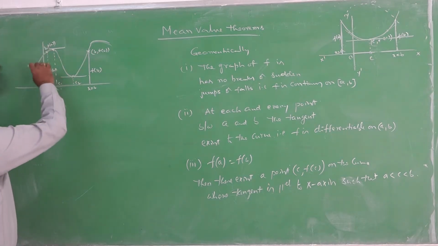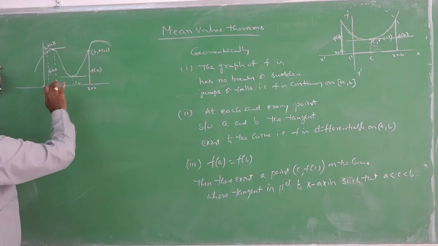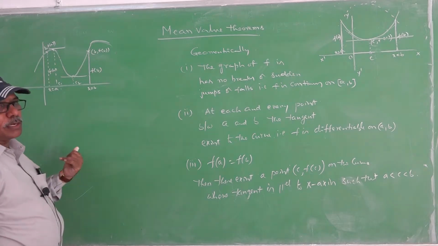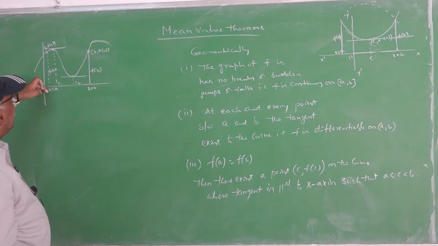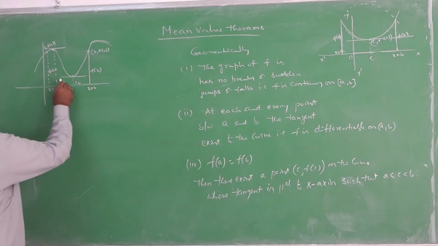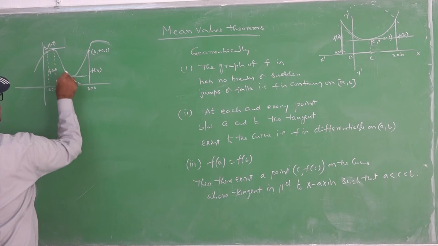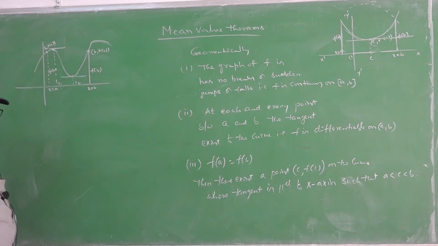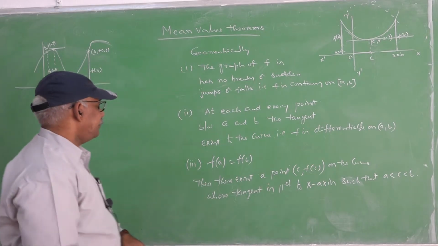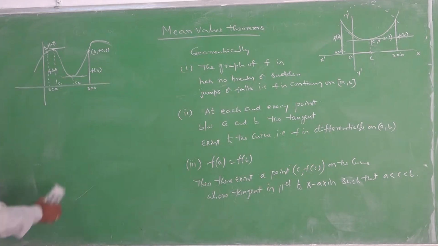So certainly there exists at least one such point on the graph once it is continuous as well as differentiable in the interval. In case f of a equal to f of b, then certainly there exists at least one such point where the tangent is parallel to x-axis. So that is Rolle's theorem, the geometrical interpretation of Rolle's theorem. Okay.